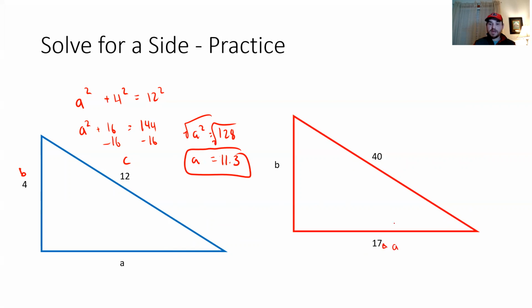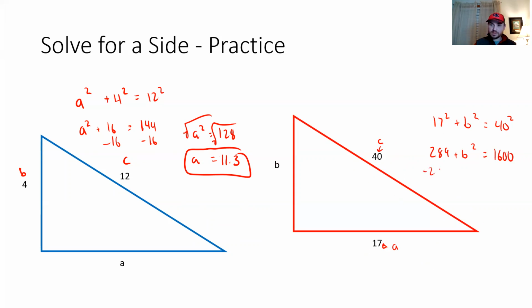This has to be a. Since we're not given b, this has to be c. So you can plug these in. We have 17 squared plus, we don't know b yet, so b squared equals 40 squared. We square 17. I don't know what that is off the top of my head. We get 289 plus, we still don't know b yet, so we're going to leave b squared the same. And 40 squared is 1,600.